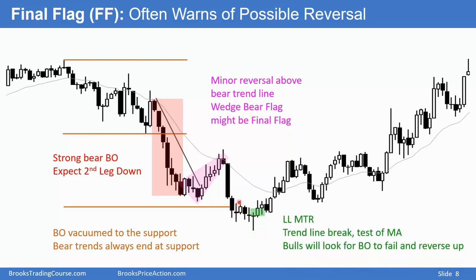We have an attempt to reverse up, but a weak buy signal bar after 2 big bear bars, probably a minor reversal. And now we have a second attempt to reverse up at support after a potential final flag. This is a reasonable buy, looking for at least a swing up, probably 2 legs up.